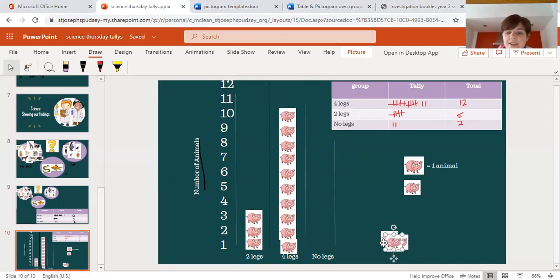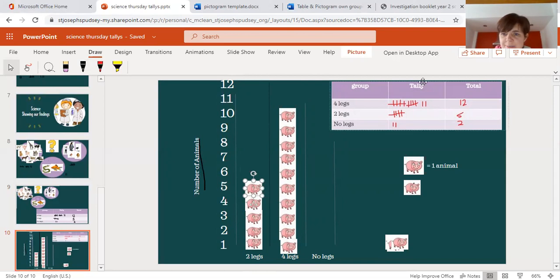Okay, so we're going to start with here. Down here it says 2 legs. So how many animals had 2 legs? So let's have a look at 2 legs. Go across. We've got 5. So we need 5 piggies. 1, 2, 3. We've only got 3. How many more pigs do I need to make 5? I need 2 more, 4, and I need 5. Now you can see clearly that 5 animals had 2 legs. That's how we read the graph.